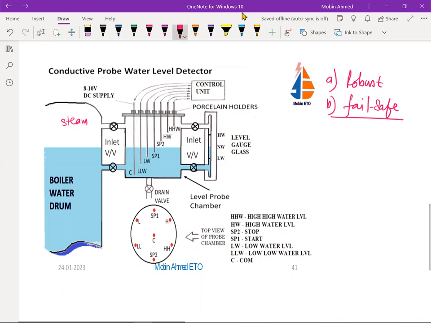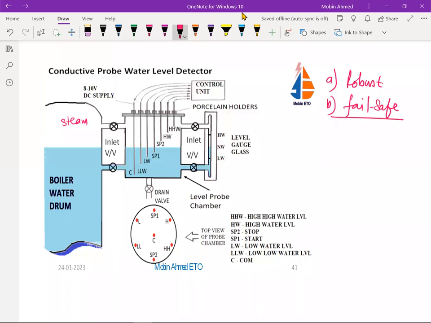Okay, different. Here you can see the top view. This is a side view, but this is wrong. Basically, this C is supposed to come at the center, but just for the purpose it has been made here. Okay, so C will be always at the center, and there is going to be the SP1, SP2, high water level, low water level. So this many probes will be there in the chamber.